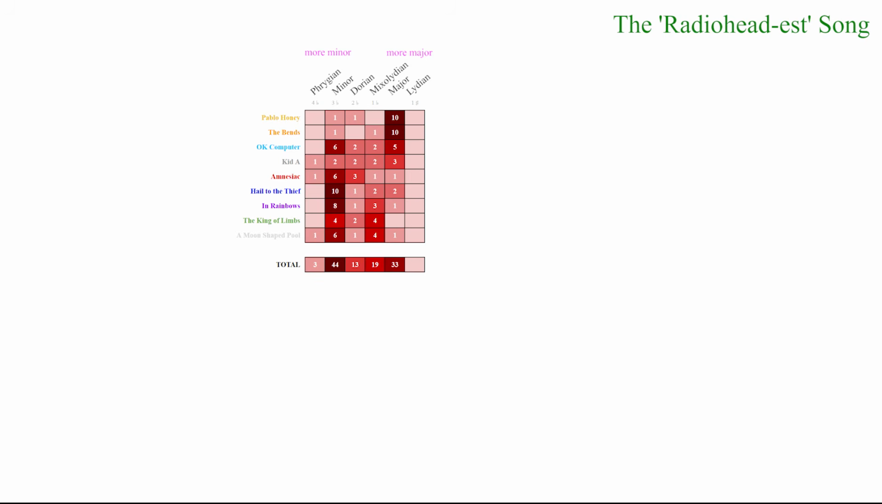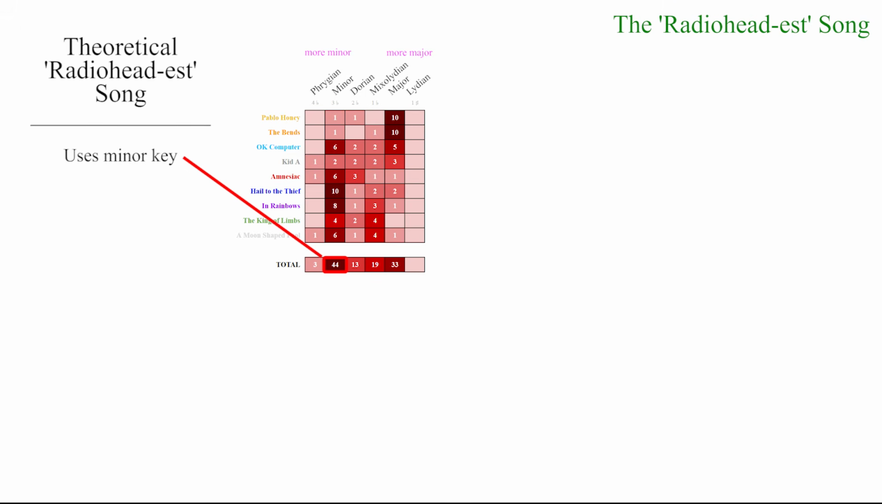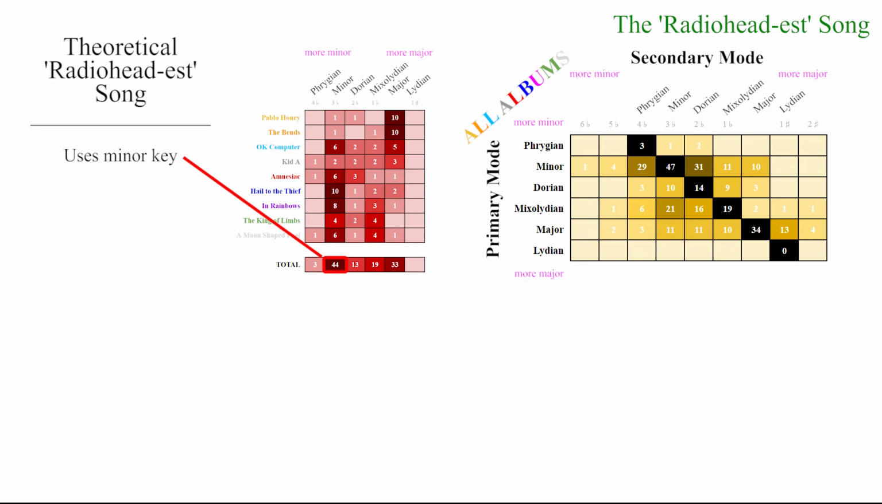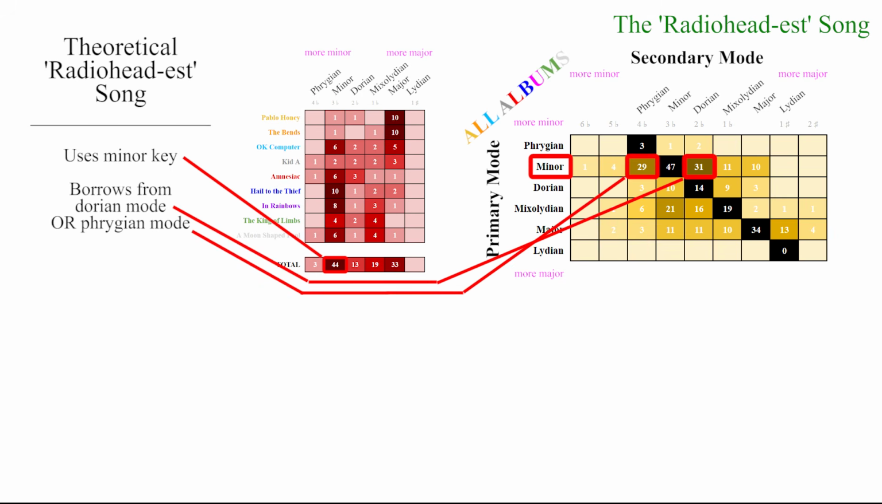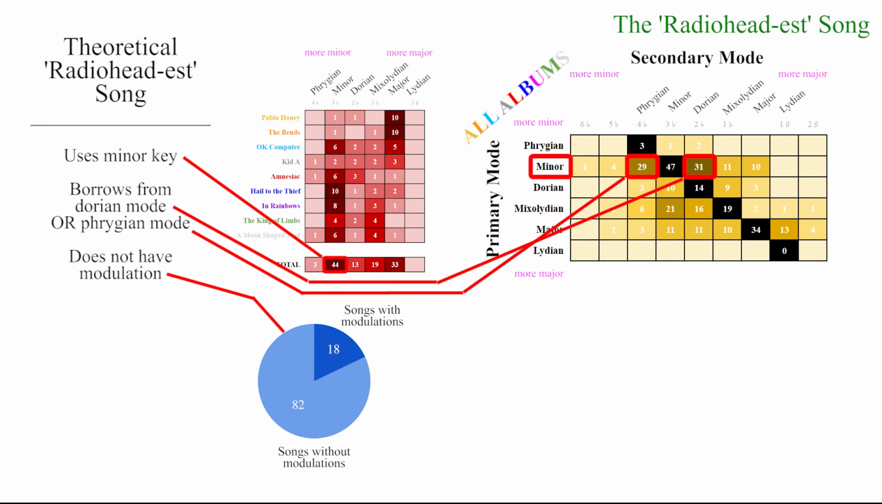In Radiohead's use of modes, the most common is the minor key. If we add up all the non-diatonic feature heat maps into one for the whole discography, we can see that for minor key songs, the most common modulation or borrowing is the Dorian mode, with the Phrygian being a close second place. But since less than a fifth of Radiohead songs have modulations at all, the Radiohead-est Song would probably only borrow from one or both of these modes.